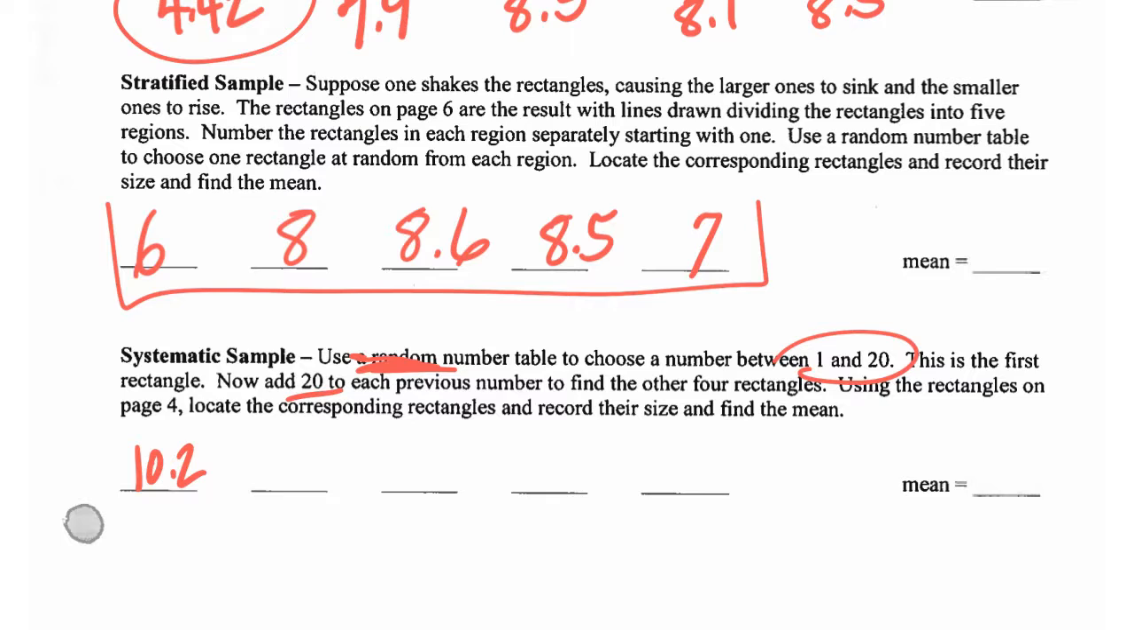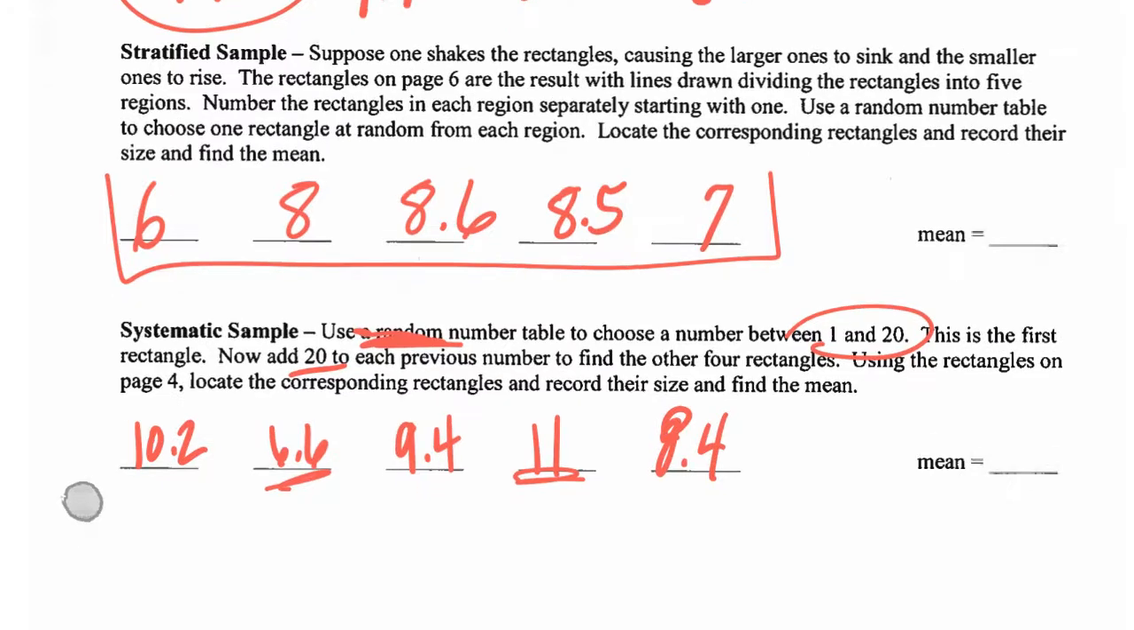So 10.2, 6.6, 9.4, 11, 8.4. So these were some people's averages that we got for systematic sampling. Okay, so I can see we still had some variation from a 6.6 to 11, so still quite a bit there. All right, so now comes the moment of truth.